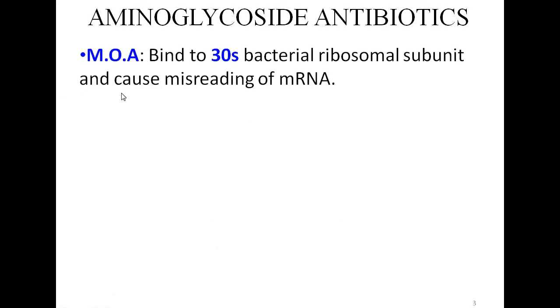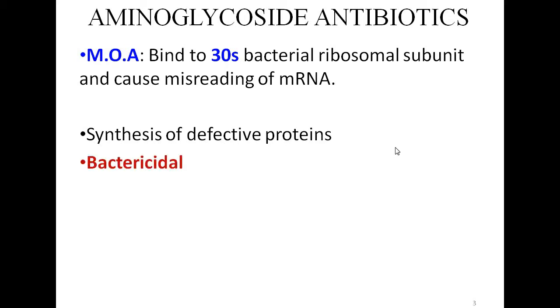The mechanism of action of the aminoglycoside antibiotics is they bind to the 30S bacterial ribosomal subunit and cause misreading of the messenger RNA, which results in the synthesis of defective proteins by the bacteria, which are lethal or cidal to the bacteria. So, aminoglycoside antibiotics are bactericidal. To repeat, the mechanism of action: they bind to the 30S ribosomal subunit of the bacteria, cause misreading of messenger RNA, synthesis of defective proteins, which is cidal.